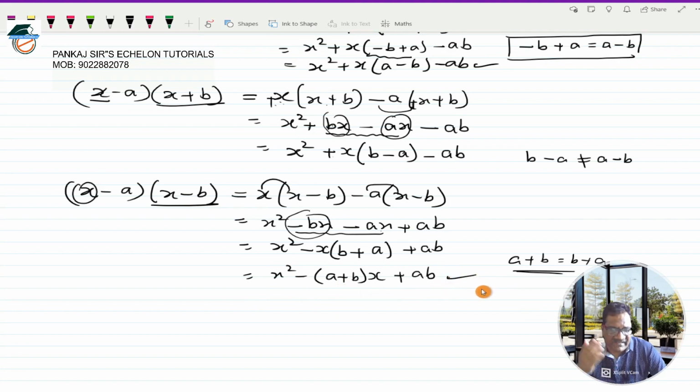So this is how expansion has to be carried out. The product has to be carried out. Now I'm going to talk about some identities. Now what is an identity?